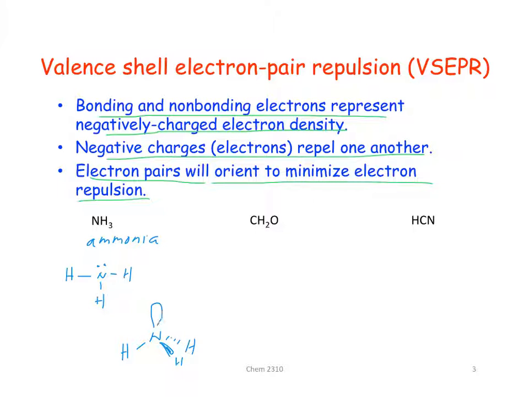But if we look at the electrons, we're going to have a pair of electrons going up like this. So the geometry around the nitrogen with its electrons would actually be tetrahedral. Here's one we did before.